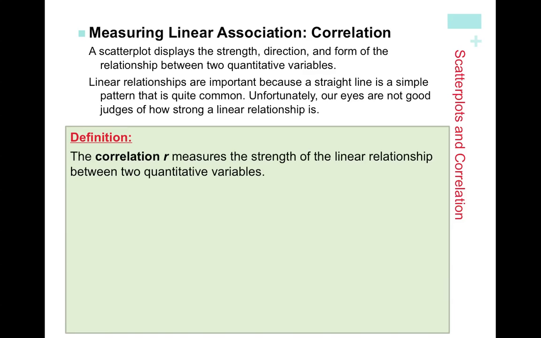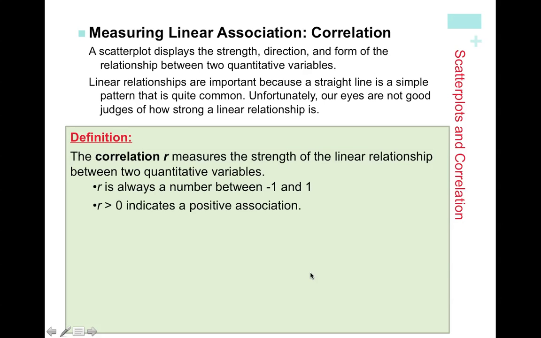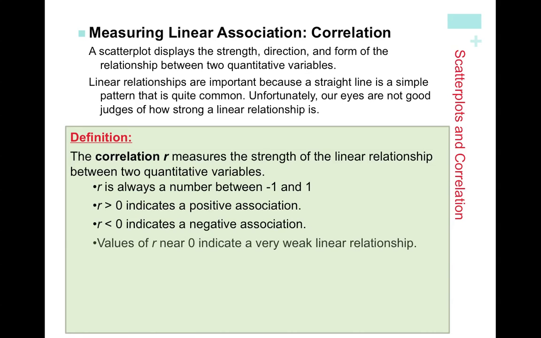Our definition: we call correlation R, we use that abbreviation. It measures the strength of the linear relationship between two quantitative variables. So this is only for linear relationships. R is always a number between -1 and 1. If R is positive, that means there's a positive correlation. If R is less than 0, we have negative association. That would be the slope of the data.